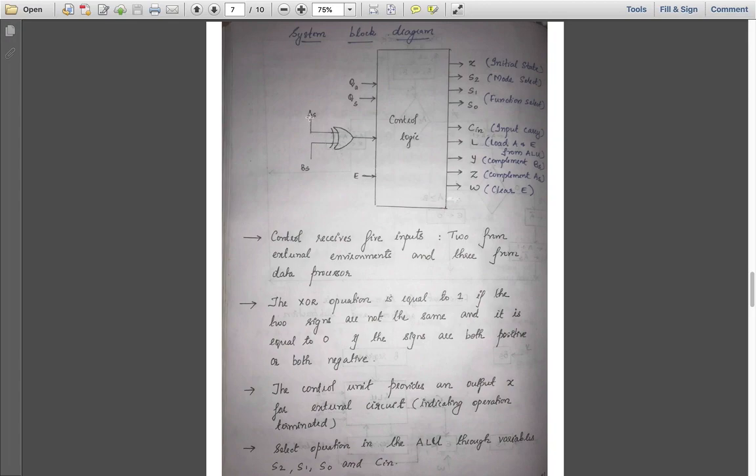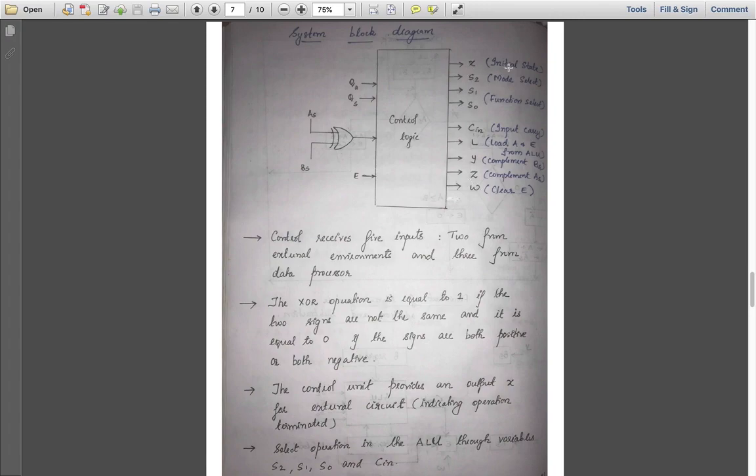Okay, so AS and BS are given to an XOR. That means that if the signs are the same, then it is equal to 0. An XOR operation is equal to 1 if the 2 signs are not the same. So if AS and BS do not have the same sign, then a 1 is given as the output here. Otherwise a 0 is given as the output. And these many control lines are received from this control logic. Okay, so we'll see which all are these and what are the functions of these.